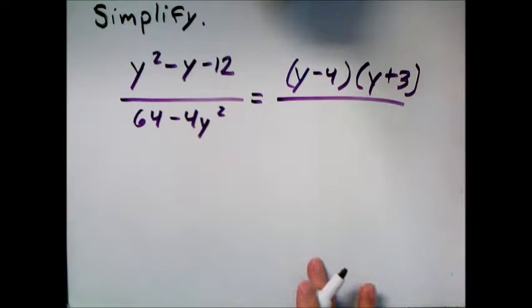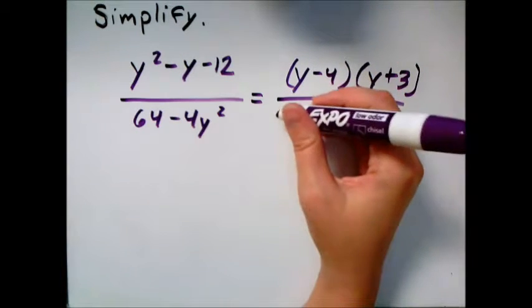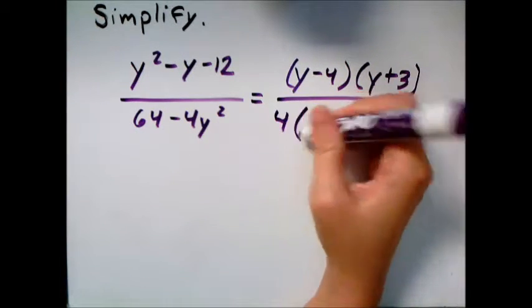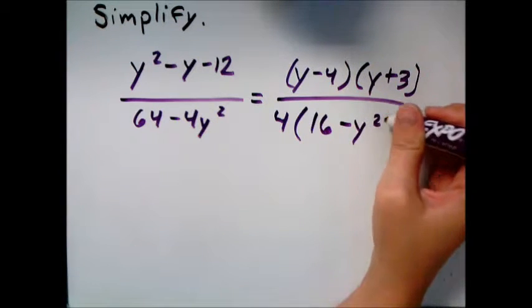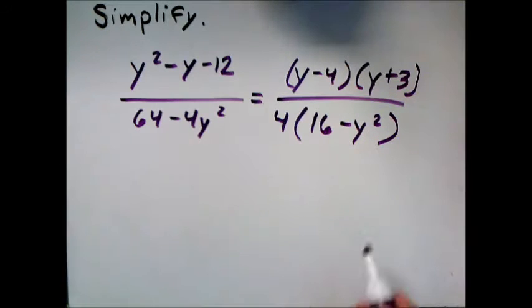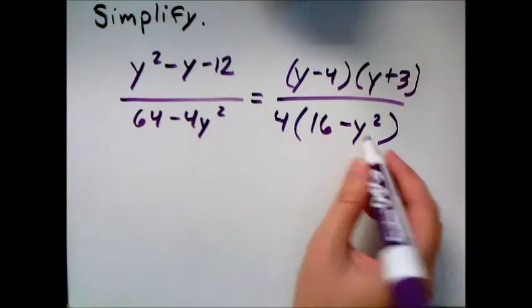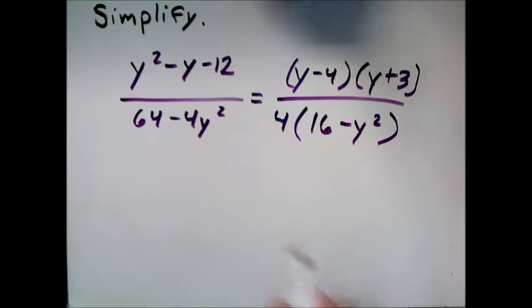And then here on the bottom I notice both of these are divisible by 4. And so if I factor a 4 out, I'm left with 16 minus y squared. Then I notice, hey, this is difference of squares. So I could do 4 plus and minus y.